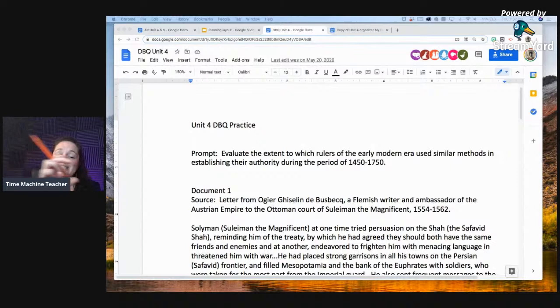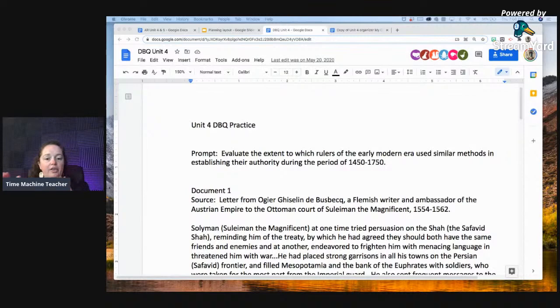Okay, so anyway, similar methods. Similar is code for comparison. So this is going to be a comparison essay. We're looking for similarities. Now, if you want to try to go for that complex point where you have to do similarity and difference as well, then you can do both similarity and difference, okay? Similar methods in establishing authority.